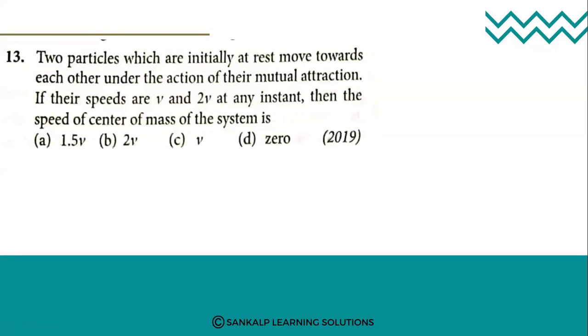Next question, students. Two particles which are initially at rest move towards each other under the action of their mutual attraction. If their speeds are v and 2v at any instant, then the speed of the center of mass of the system is? Here the two particles which are initially at rest move towards each other under the action of their mutual attraction. Their speeds are given as v and 2v at any instant. Then what is the speed of the center of mass of the system?